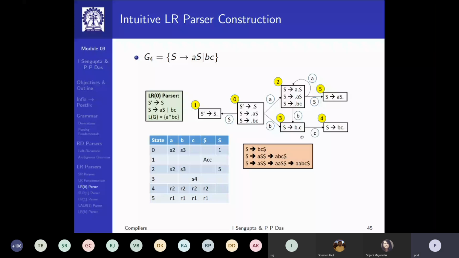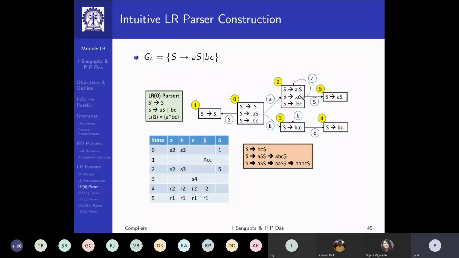There's a dot before S. So when I have reduced to S, I've seen everything that S can produce. The dot slips over this, and I get to this item, S produces A S dot, which is a completed item and has no closure. So this is my state 5.